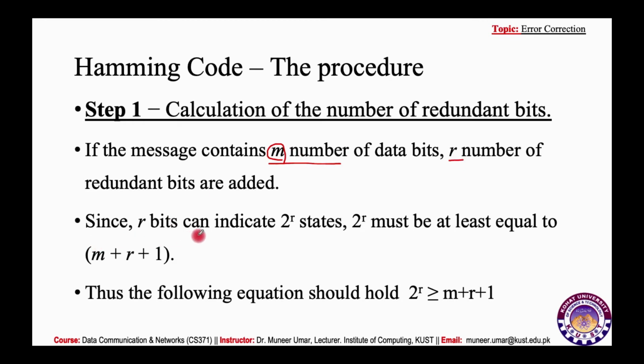Since R bits can indicate 2 power R states, 2 power R must be at least equal to M plus R plus 1. So the formula, or the equation, should be 2 power R greater than or equal to M plus R plus 1. Now let's say we have 4 data bits. So for 4 data bits, we must have the equation like this. Now if we put 3 here, then this equation would be satisfied. It would be 8 greater than or equal to 8.